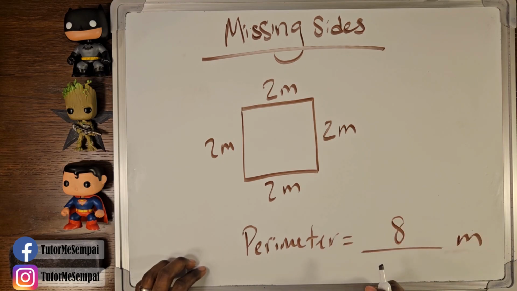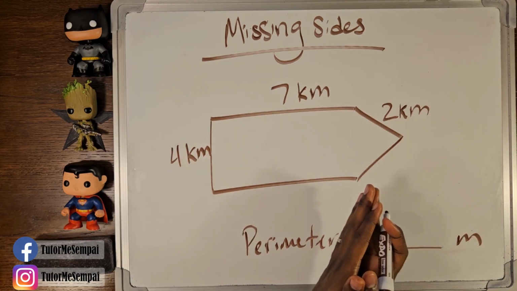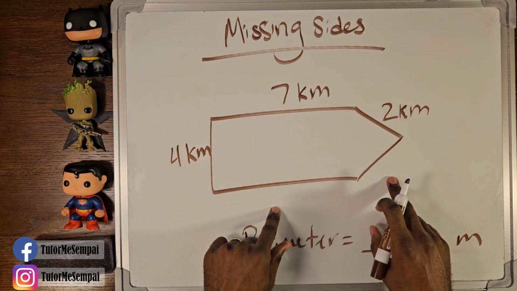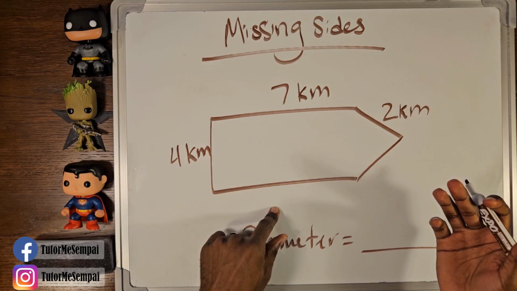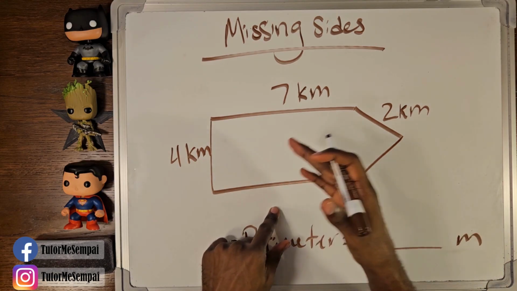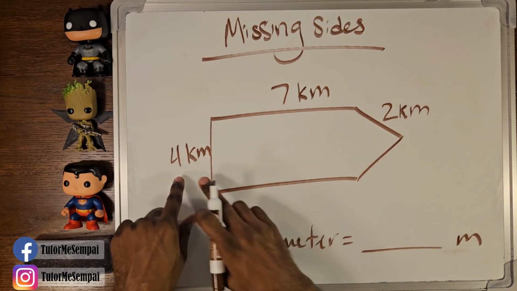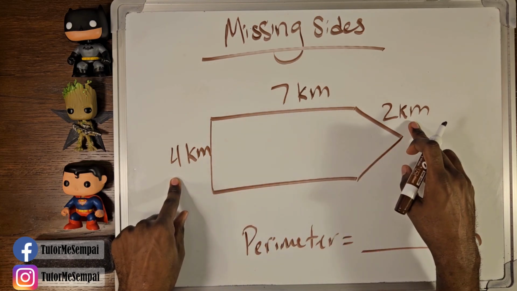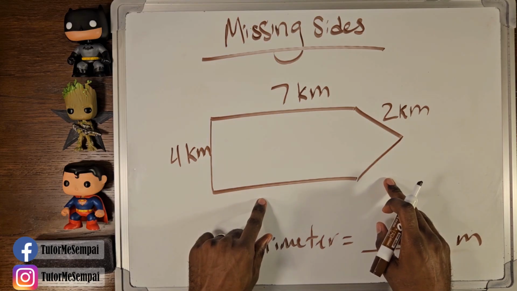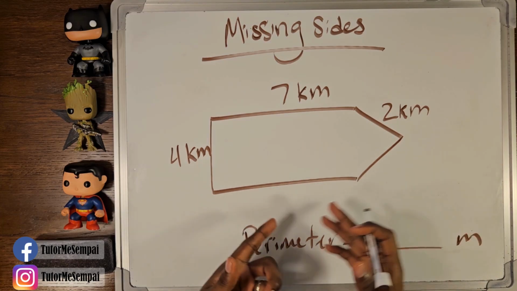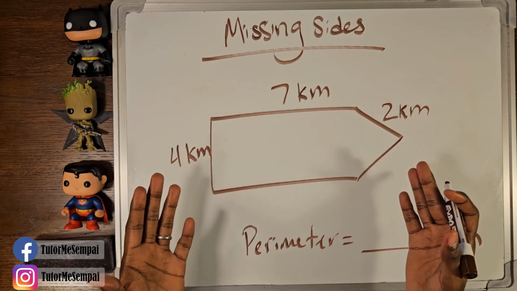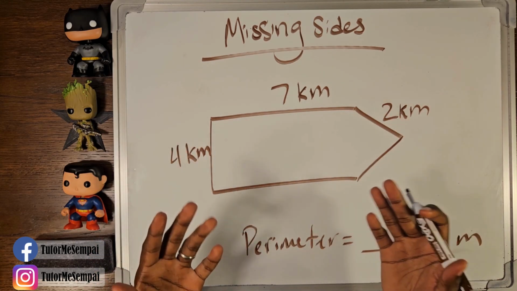8 meters. Let's say we're given a shape like this. Here we have something where we don't know 2 sides. So what does that mean? Well, clearly not all the sides are equal in this shape. Here we have 4 kilometers, 7 kilometers, 2 kilometers, but these 2 are not going to be the same as each other, and they're both not going to be the same as one of these. So when you have a missing side like this, what do you do?